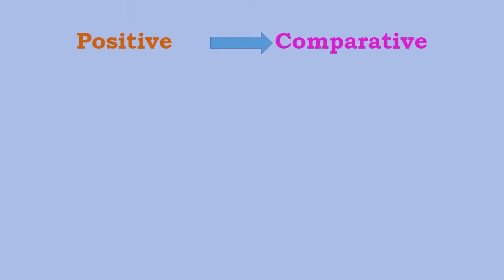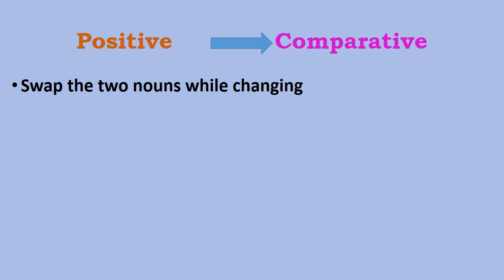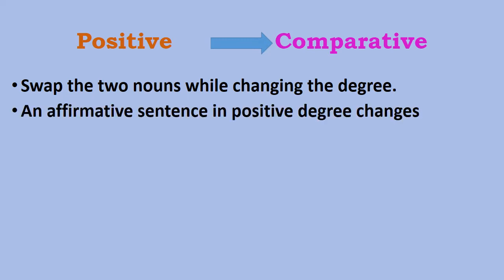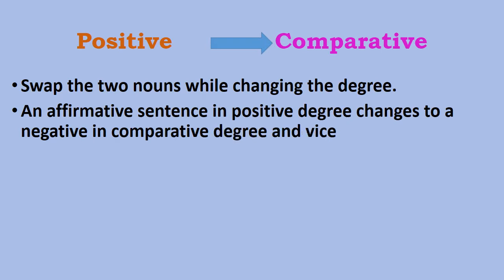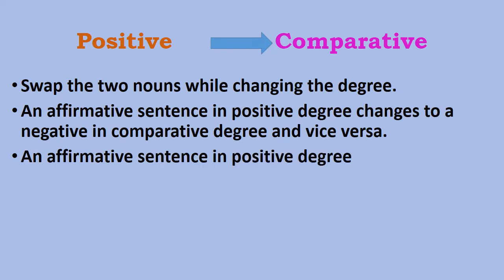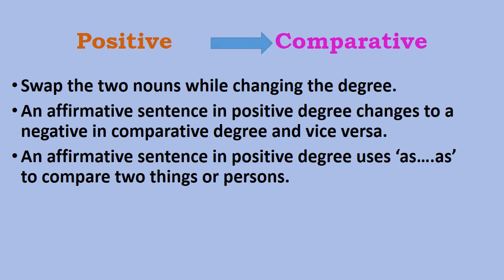We start with how to change a positive degree sentence to a comparative degree. There are certain things which we must remember, and the first and foremost is swap the two nouns while changing the degree. Now see, when I say positive to comparative, the same rule is applicable even for comparative to positive. Then, an affirmative sentence in positive degree changes to a negative in comparative degree and vice versa. An affirmative sentence in positive degree uses as and as to compare two things or persons.